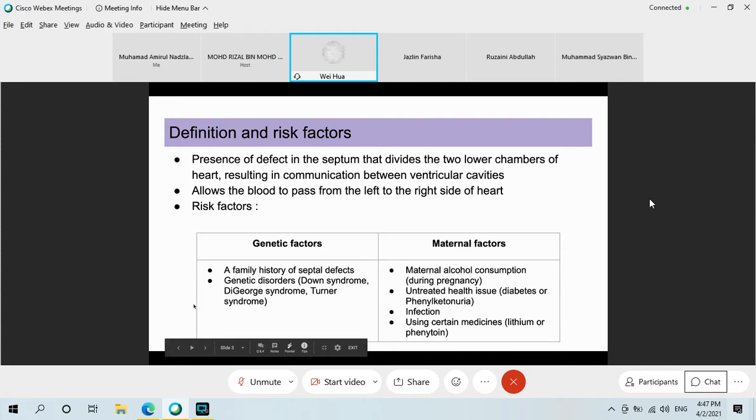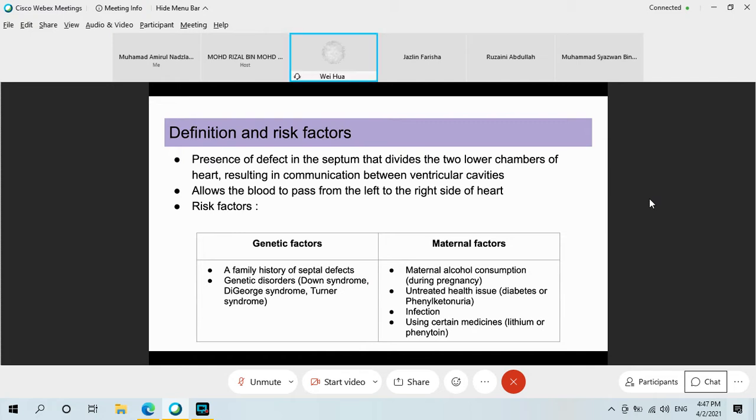Next slide. The definition of the ventricular septal defect is the presence of a defect in the septum that divides the left ventricle and the right ventricle, resulting in communication between the ventricular cavities. This is the most common type of congenital heart defect, accounting for 25% of the total congenital heart defects. It will allow the blood to pass from the left ventricle to the right ventricle.